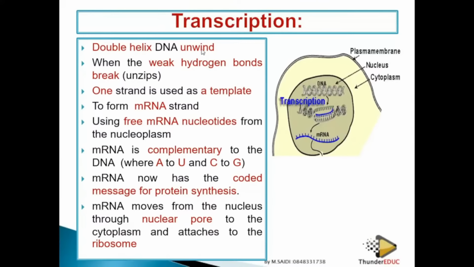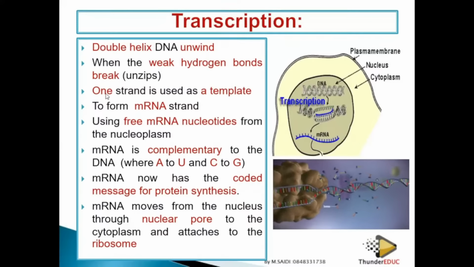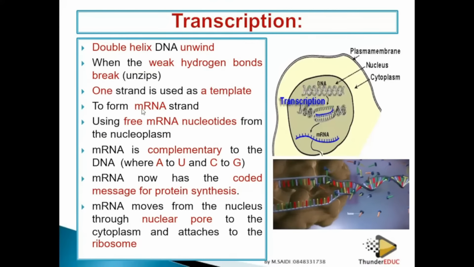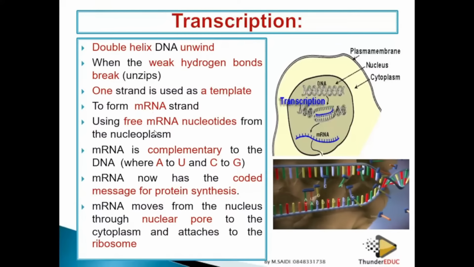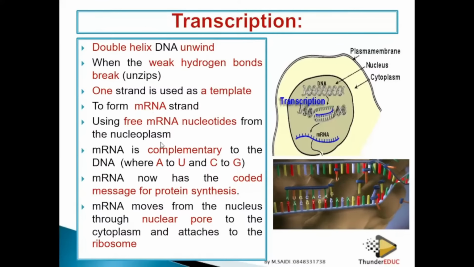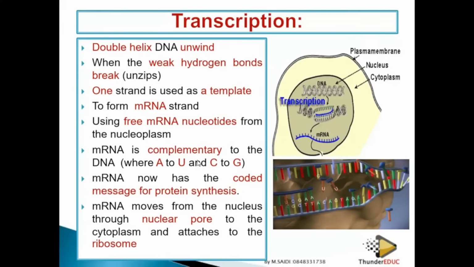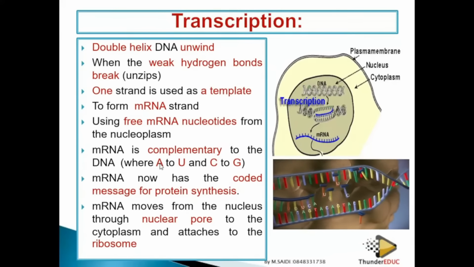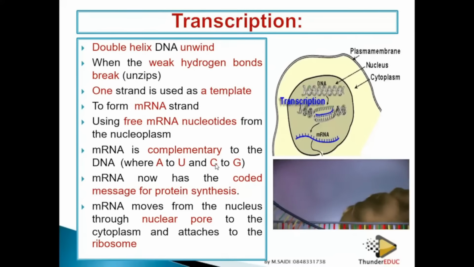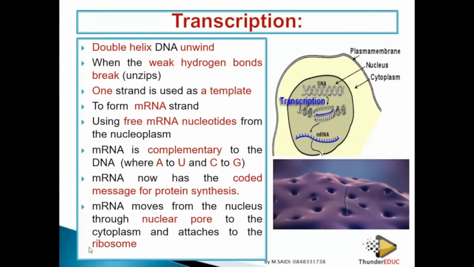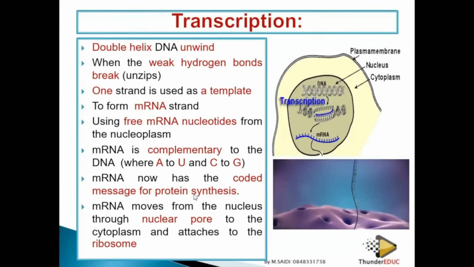So what you see in different color, it means the marking point. DNA double helix unwind, weak hydrogen bonds break, and then one strand will act as a template, and then for formation of messenger RNA using free messenger RNA nucleotides in the nucleoplasm, and then the messenger RNA is complementary to DNA, whereby A goes with U and then C goes with G. And this messenger which is formed has a coded information for protein synthesis, and then this messenger moves out of the nucleus via the nuclear pore to the ribosome. Basically, that's what we want.